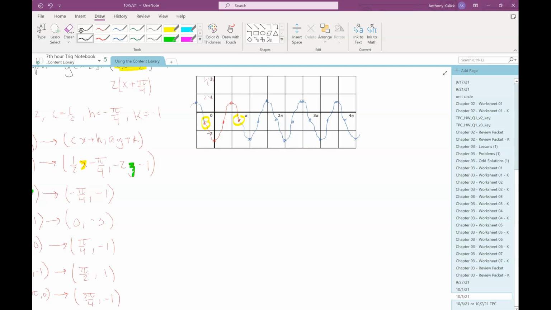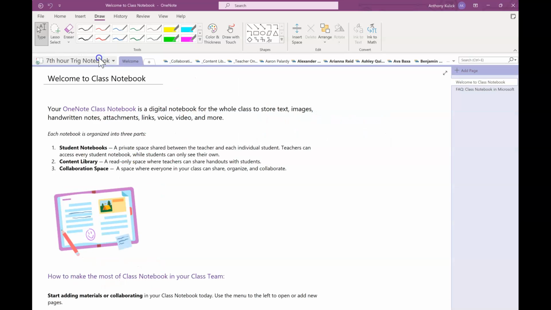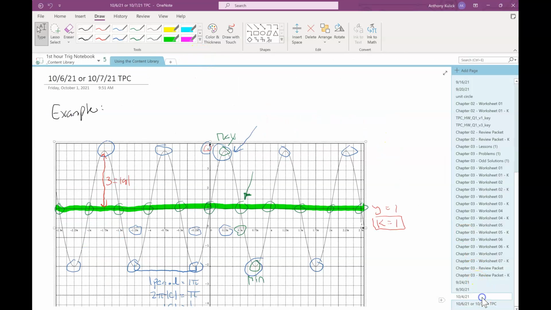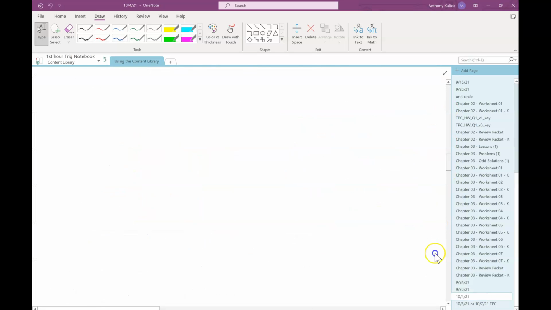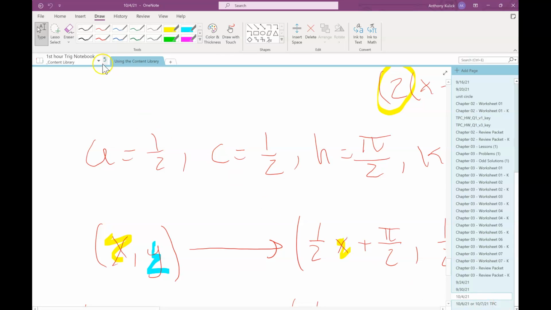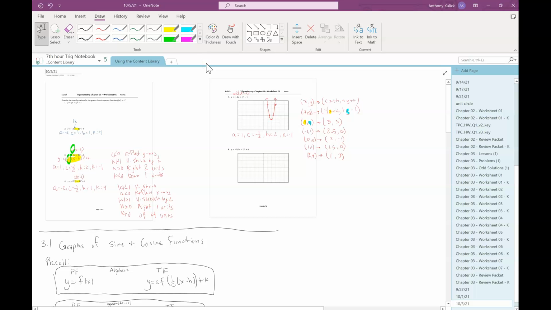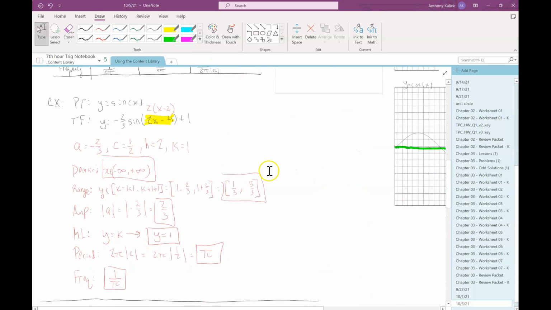Good. Okay. Let me check one thing real quick. I can't remember, I think this is where we stopped. I just want to make sure. Yes. Okay. I just didn't want to get to a different spot in the two classes. So this is where we'll stop here for today.